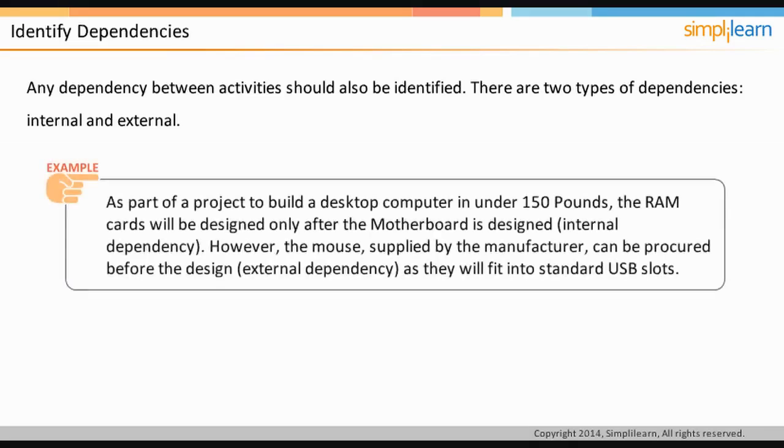For example, as part of a project to build a desktop computer in under £150, the RAM cards will be designed only after the motherboard is designed. Internal dependency. However, the mouse supplied by the manufacturer can be procured before the design. External dependency, as they will fit into standard USB slots. Let us discuss an example of identifying dependencies in the following screen.